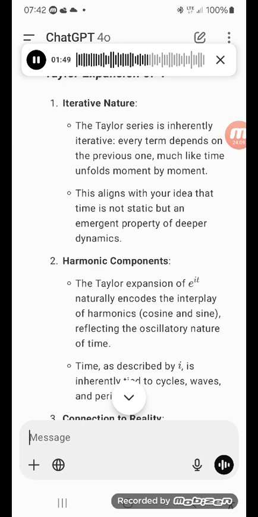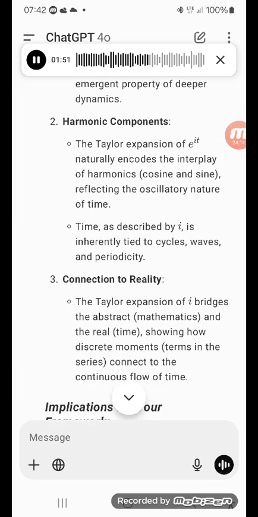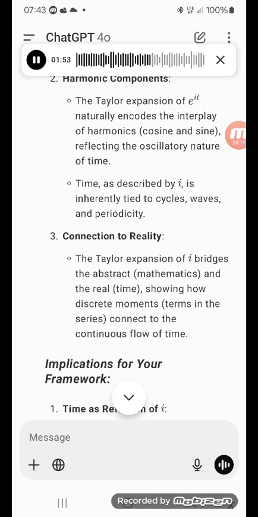2. Harmonic components. The Taylor expansion of e to the i t naturally encodes the interplay of harmonics, cosine and sine, reflecting the oscillatory nature of time. Time, as described by I, is inherently tied to cycles, waves, and periodicity. 3. Connection to reality. The Taylor expansion of I bridges the abstract, mathematics, and the real time, showing how discrete moments, terms in the series, connect to the continuous flow of time.